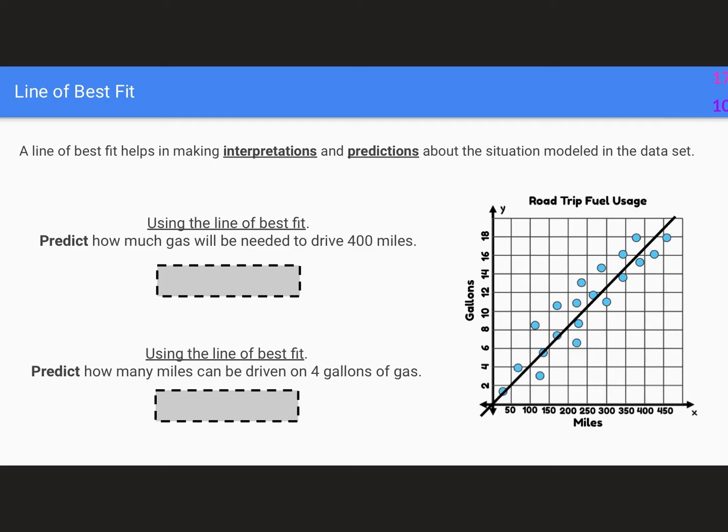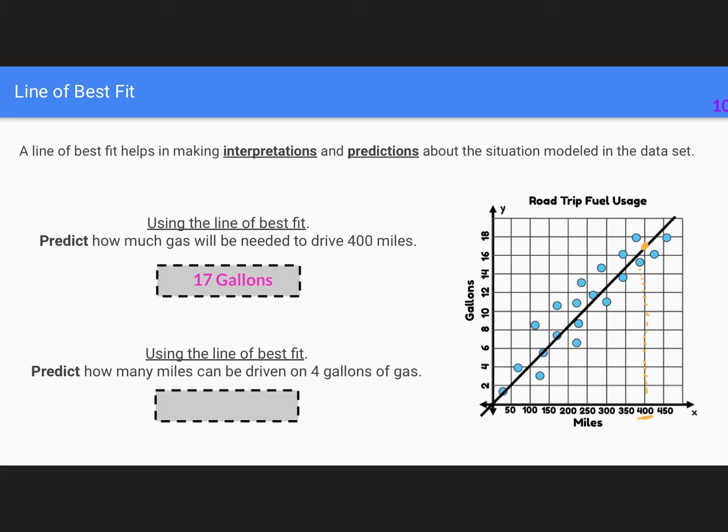So we can approximate without the line of best fit, but because the question tells us to use the line of best fit, we must use it when answering the question. So using the line of best fit, predict how much gas will be needed to drive 400 miles. So we're going to go over to 400 miles and we're going to go up until we hit that line of best fit. And in this case, we can see the line of best fit lands between 16 and 18, so our answer is going to be 17 gallons.